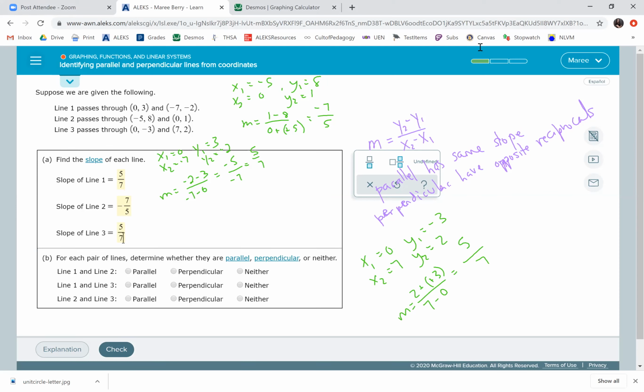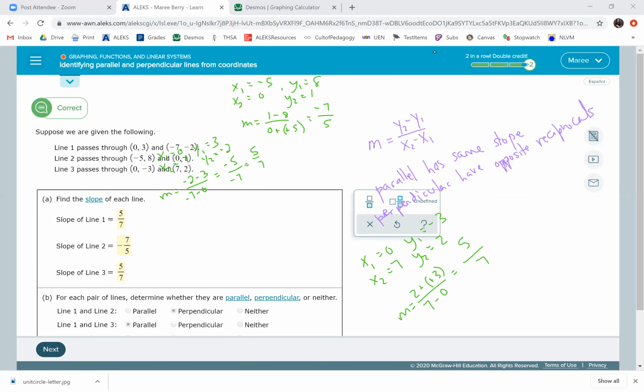Okay, so line 1 and line 2 are perpendicular. Line 1 and line 3 are parallel, and line 2 and line 3 are also perpendicular. Okay, that's the end of the lesson.